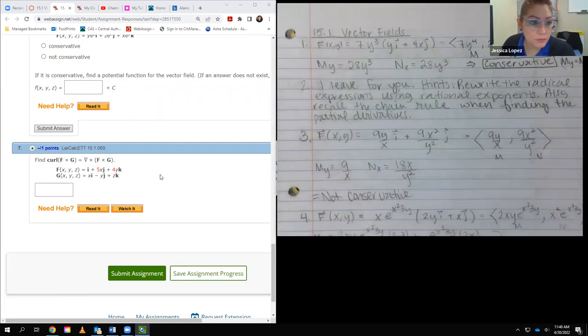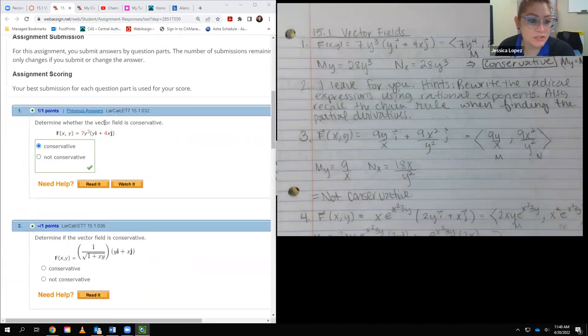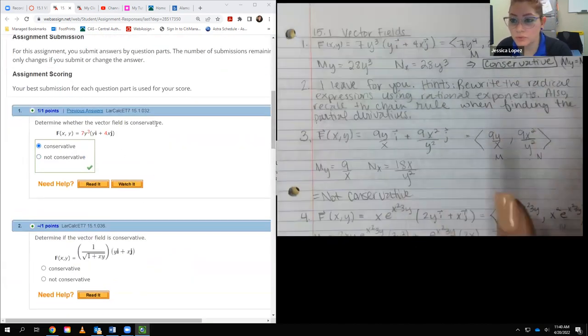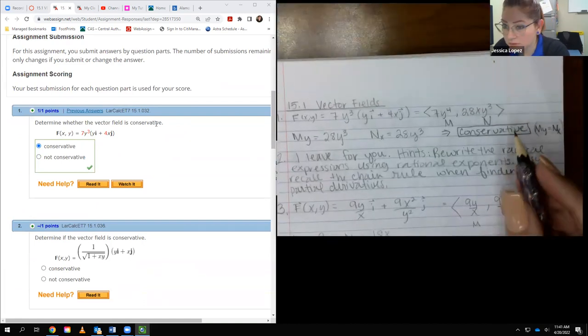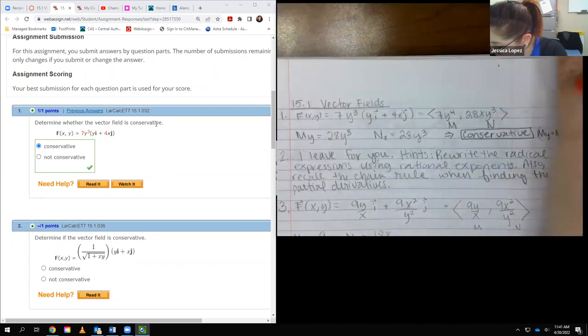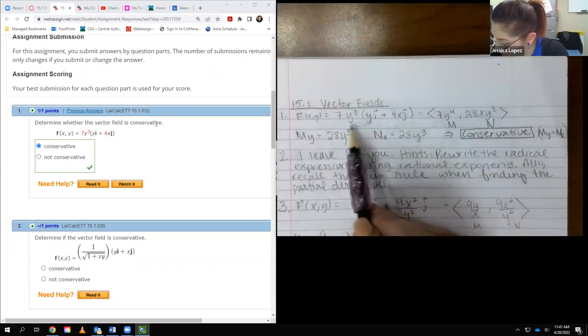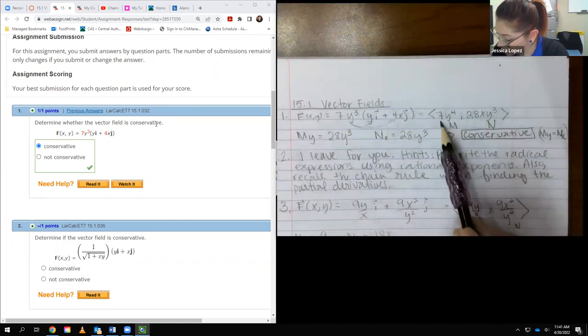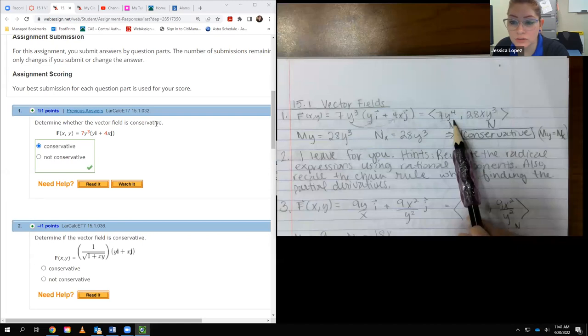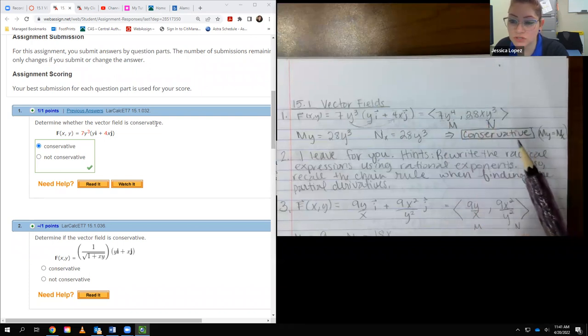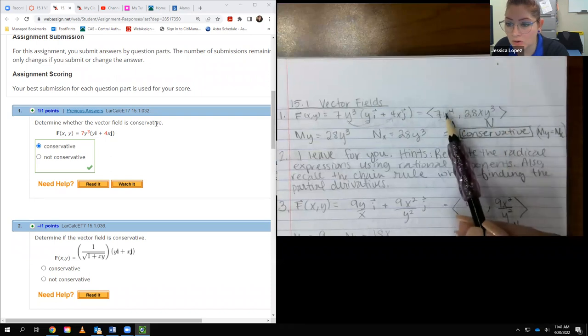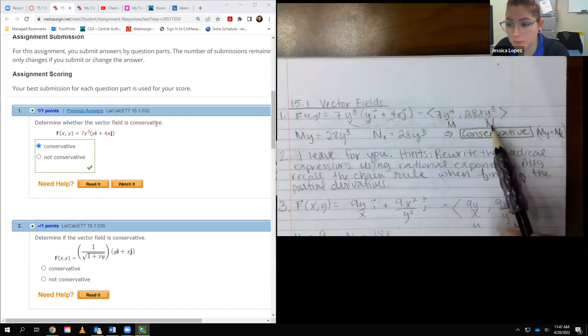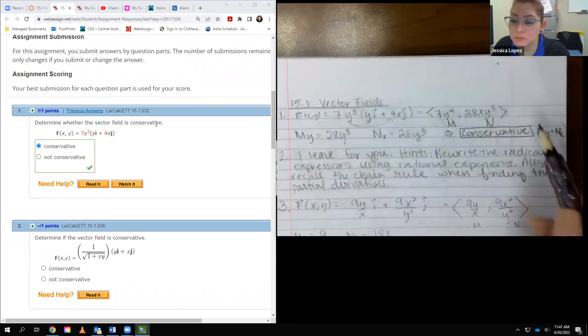Okay, here we go. So for number one, the problem was determining whether the vector field is conservative. So in order to figure out whether it's conservative, I do like to put my vectors in their component form. So I basically distributed the 7y cubed to both of these terms, and then put the i component's coefficient in the first position and the j component's coefficient in the second position, okay? They call this component M, and they call the second component N, okay? And in order for us to be conservative, the derivative of M with respect to y must equal the derivative of N with respect to x.